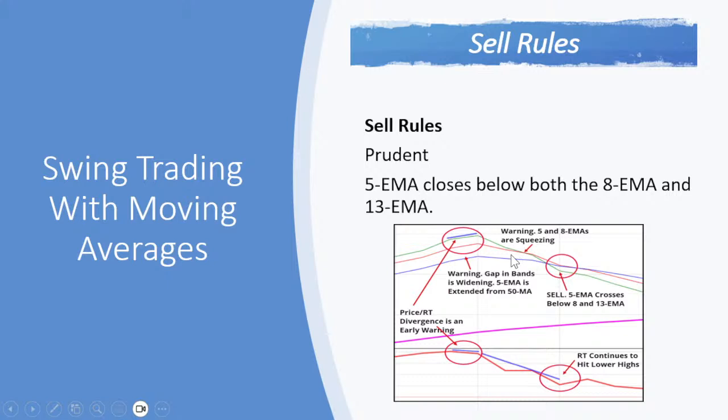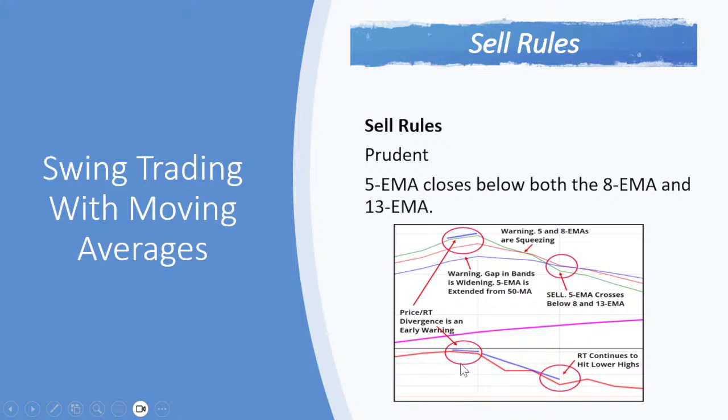As you can see, that is likely to occur a little bit off of the actual top, right? I'm not saying we're going to sell at the top, but there are going to be some warning signals prior to that line in the sand where the 5 closes below the 8 and the 13 that you may want to take action on. First off, do we see a price and relative timing divergence? Meaning, is price continuing to rise, but the RT indicator is not rising, it's falling?